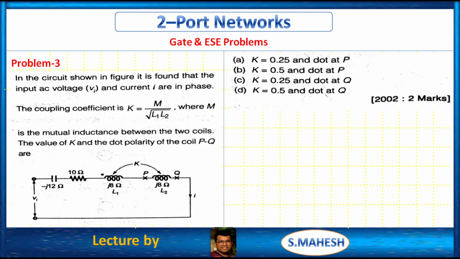this one. In the circuit shown in the figure, it is found that the input AC voltage and AC current are in phase. In phase means there is no phase angle between voltage and current. Therefore, the power factor is unity, which means the circuit is under resonance, right? Where M is the mutual inductance between the two coils, we have to calculate the value of K and the dot polarity of the coils P and Q. We have to determine whether the dot is here or here.